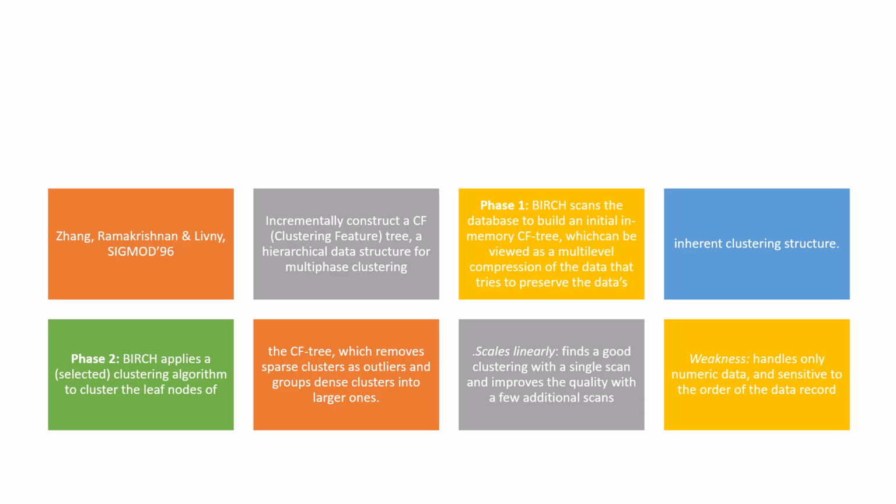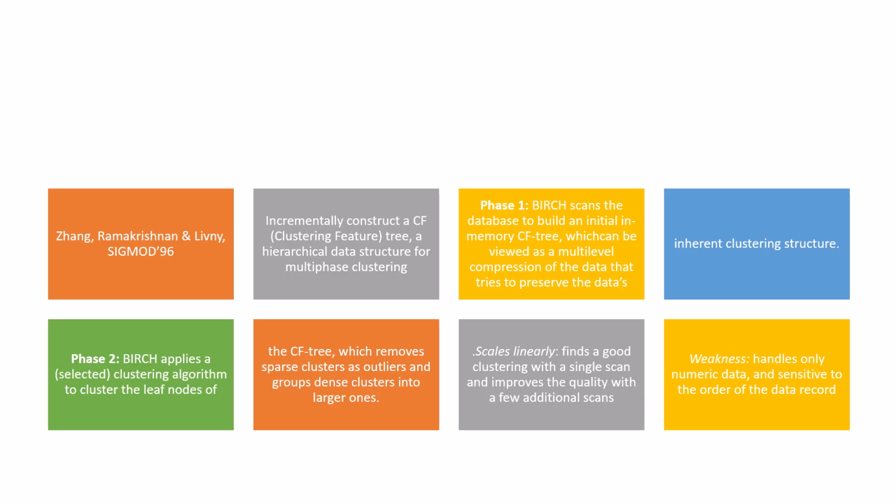Phase 1: BIRCH scans the database to build an initial in-memory CF tree, which can be viewed as a multi-level compression of the data that tries to preserve its inherent clustering structure. Phase 2: BIRCH applies a clustering algorithm to cluster the leaf nodes of the CF tree, which removes sparse clusters as outliers and groups dense clusters into larger ones.